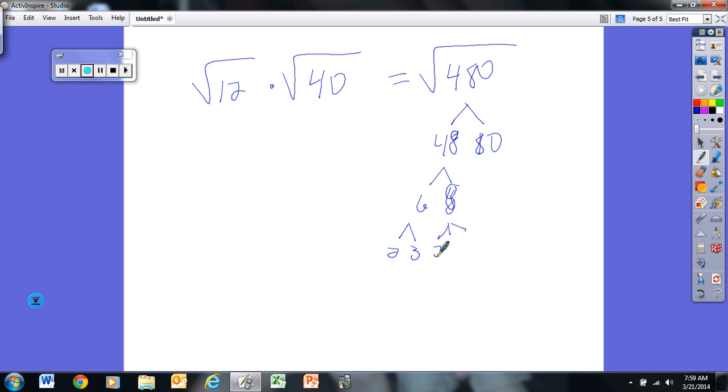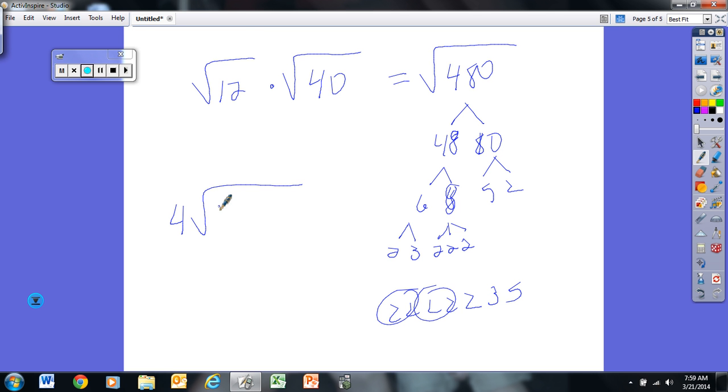2 and 3. 2, 2 and 2. 48 and 10, so 5 and 2. So I have 1, 2, 3, 4, 5 2's, and a 3 and a 5. So I take out 2 pairs of 2's, so I have 4 on the outside, and 2 times 3 times 5 is 30 underneath.